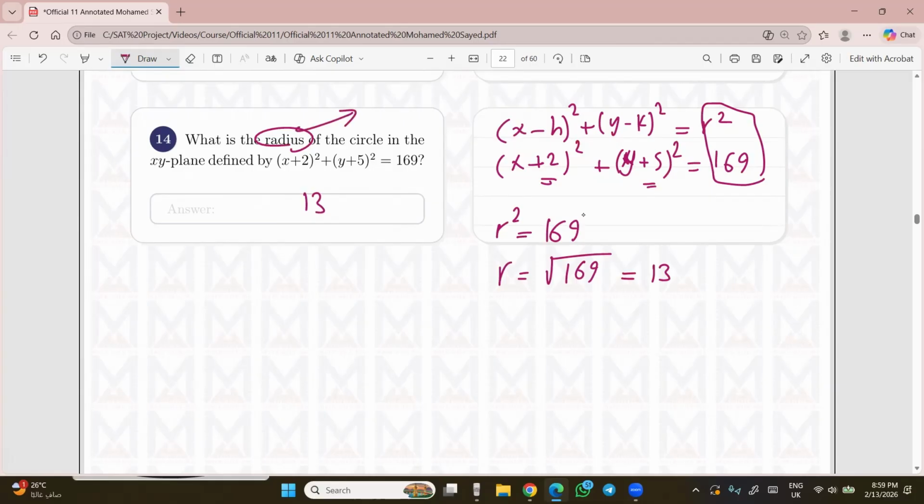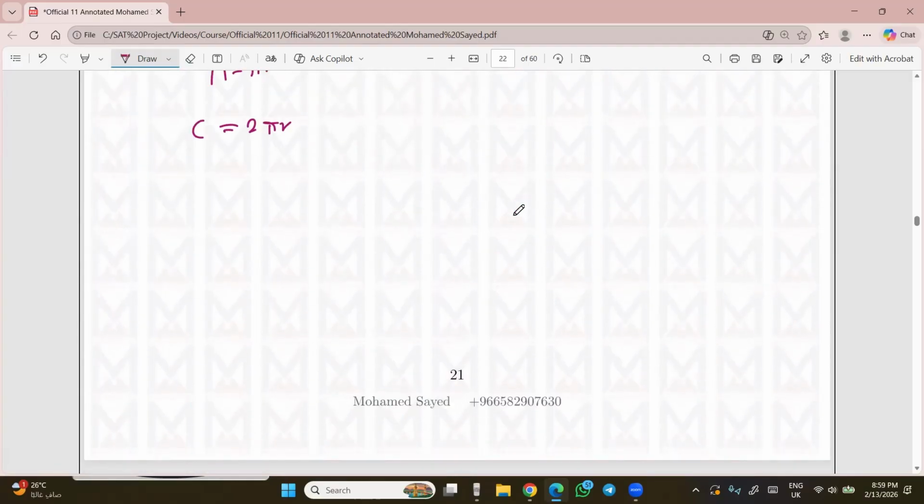What if the question asks about maybe the diameter? This 13 becomes 26 because the diameter is double the radius. What if the question asks about the area? We use the formula: area of the circle is pi r squared. What if it asks about the circumference? Circumference is 2 pi r. We use r, like 13 for r, and then calculate each of them, whenever the question asks about any of these.